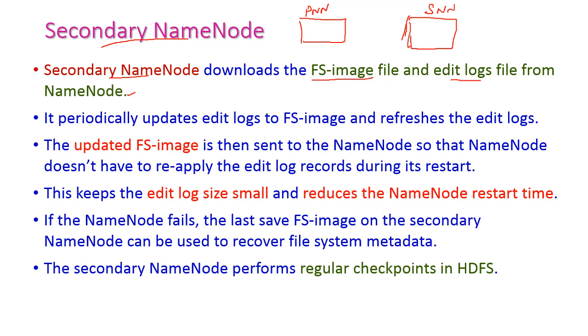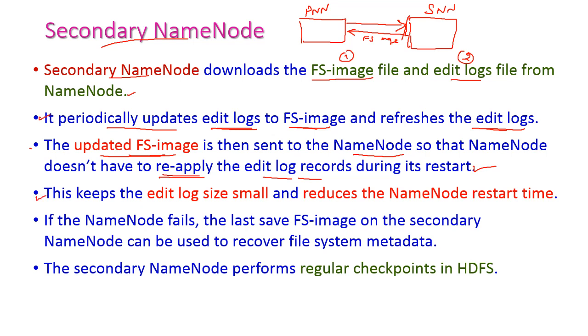Secondary name node. The secondary name node first downloads the FS image file and edit log files from the primary name node, and it periodically updates the edit logs to the FS image file and refreshes the edit log files. It updates the FS image file and sends that updated file back to the primary name node, so that the primary name node does not have to reapply the edit log records during its restart time.